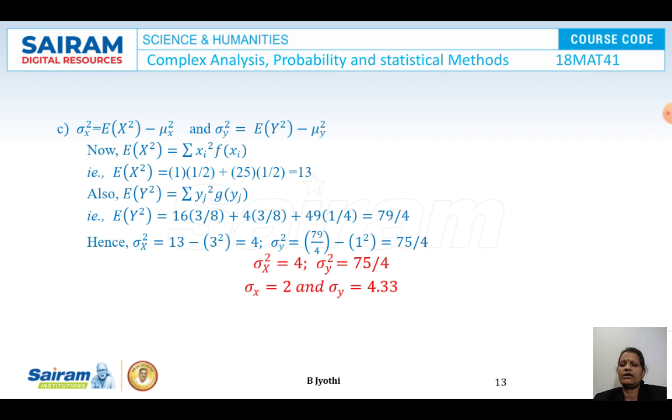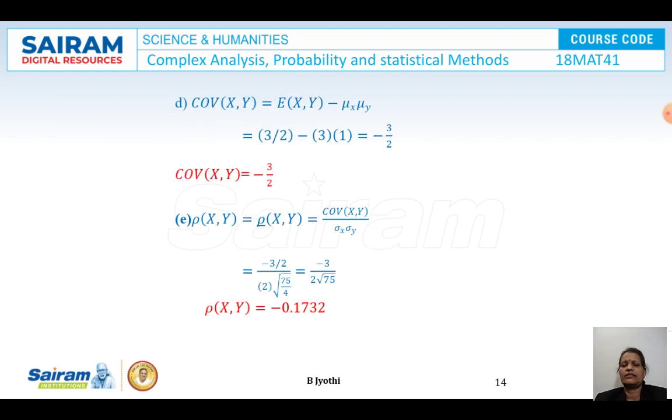Next, sigma x square is given by E of x square minus mu x square. Therefore, 13 minus 3 square gives us 4, and sigma y square is equal to 79 by 4 minus 1 square, which is 75 by 4. So sigma x square is 4 and sigma y square is 75 by 4, and hence, taking the root, sigma x is 2 and sigma y is 4.33.